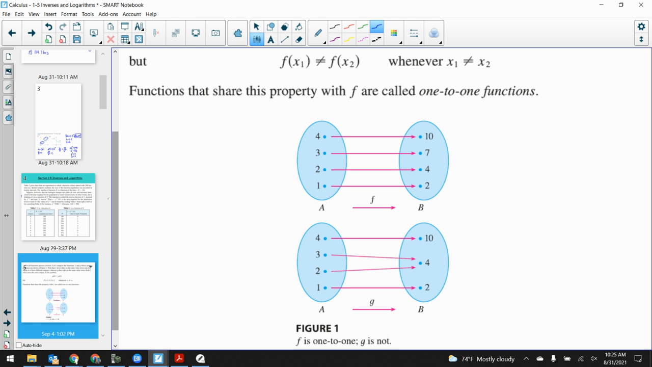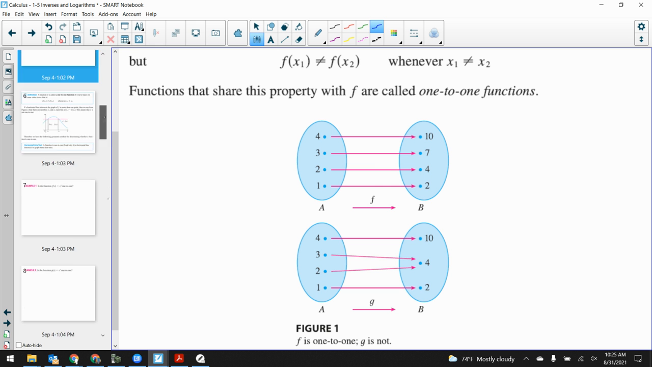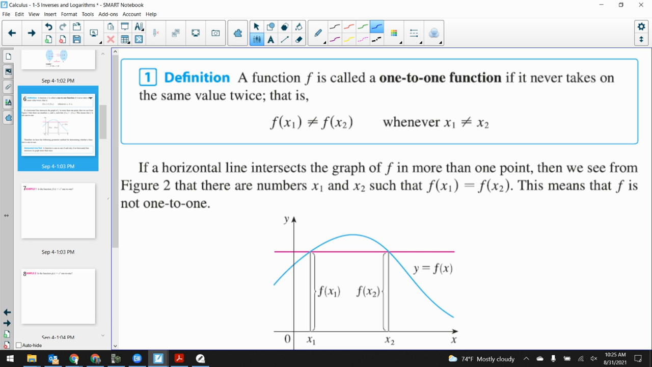Back in algebra, we said, okay, for it to be a function, you can't have 2 arrows coming out of the same x value. But we want it to be reversible. We also want this 4, I can't have 2 arrows going to that 4. That is what's 1-to-1. So that's our definition of 1-to-1. A function f is called 1-to-1 if it never takes on the same value twice.